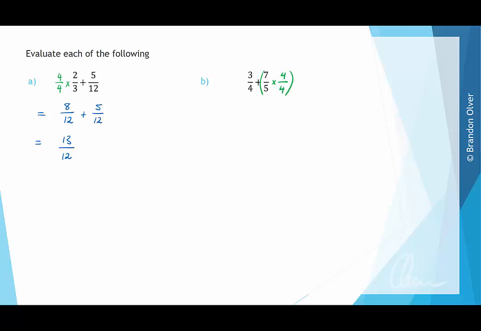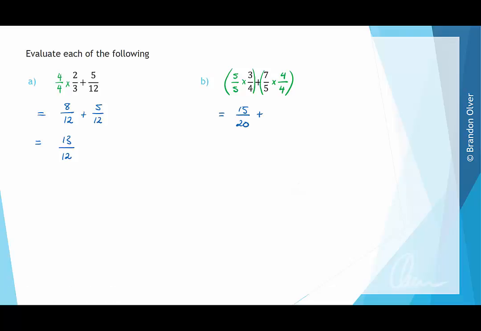So we're not changing the size of it, just the way it looks. And on the left, we can multiply that by 5 over 5. And that will give us two fractions that both have a denominator of 20. So if we have 5 over 5 times 3 over 4, we get 15 over 20 because we multiply the top lines and the bottom lines together.